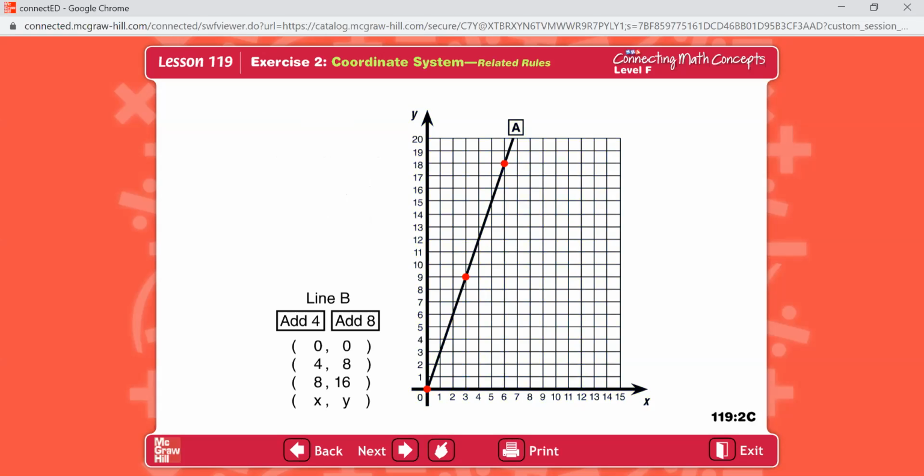Here's what you should have for line B. And here's the actual line for B. Make sure your line goes all the way to the top of the coordinate system. For line A, how many times greater is Y than X? It is 3 times greater. And for line B, how many times greater is Y than X? It is 2 times greater.